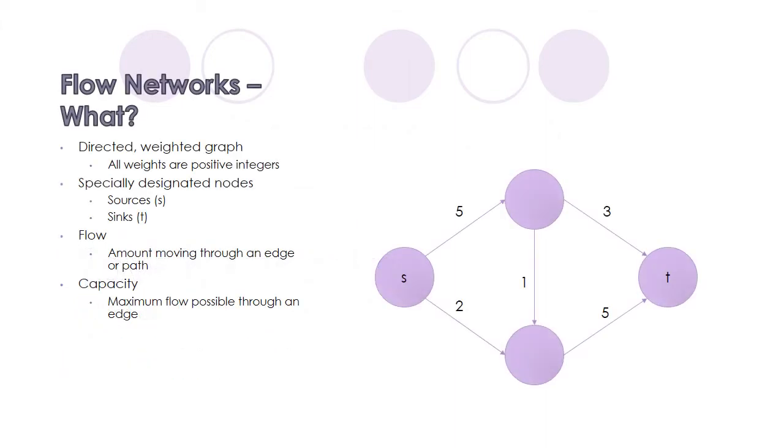I'm going to tell you a little bit about flow networks first off. So what are flow networks? They are directed weighted graphs where all weights are positive integers. We specially designate nodes as sources and sinks, which are essentially entrances and exits to the network, respectively. We have flow, which is an amount moving through an edge or a path, and we have capacity, which is the maximum flow possible through an edge.